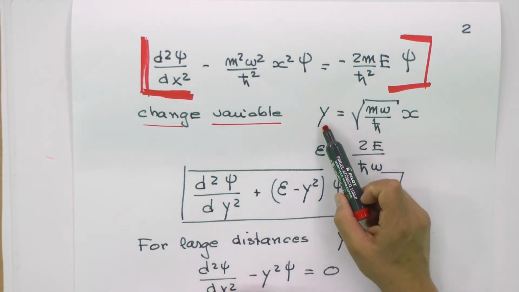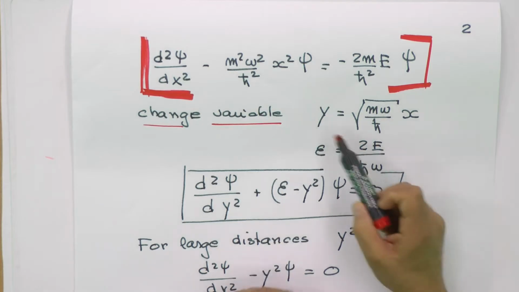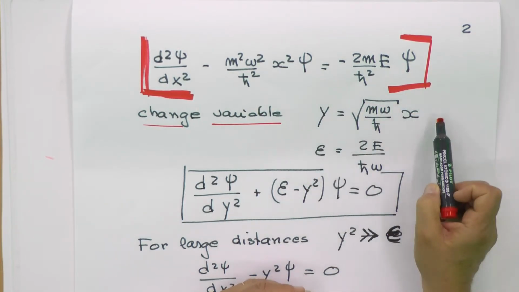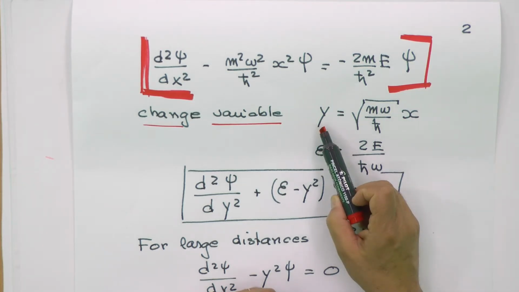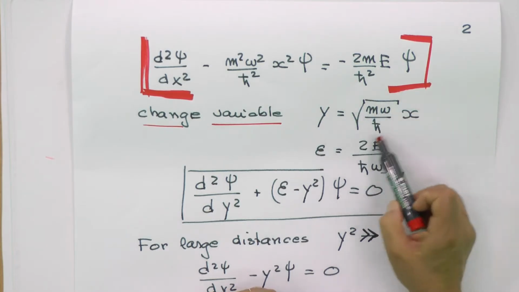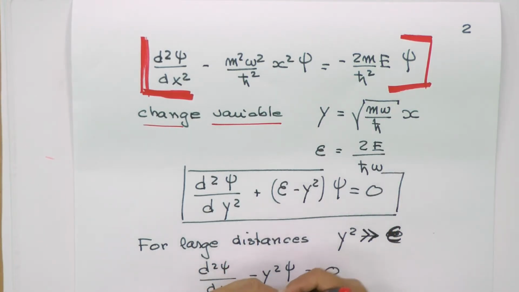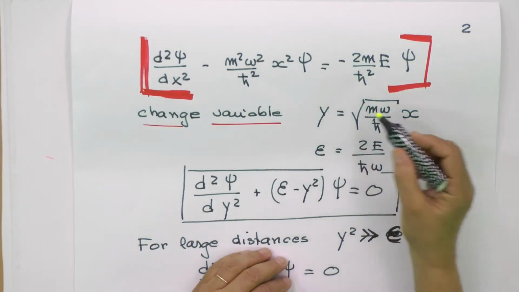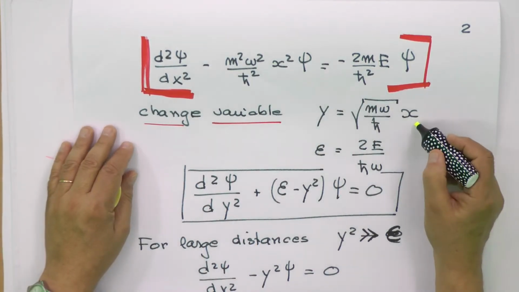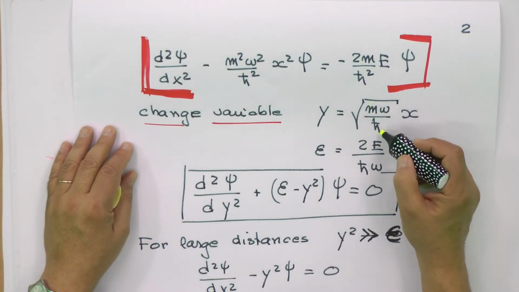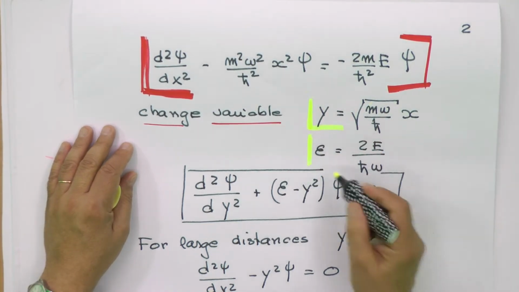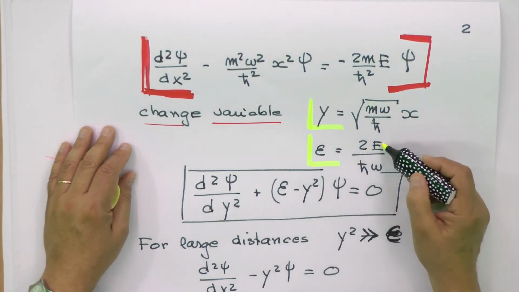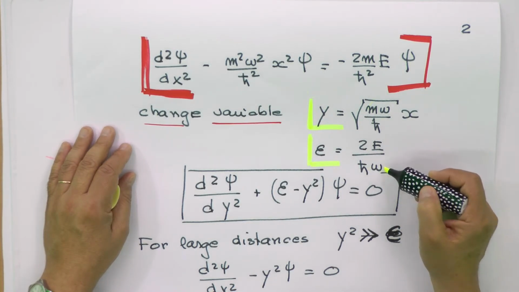You see, when you define y that way, we are redefining units for the variable, right? We're not doing anything fancy. This axis here is expressed in length, but this one is expressing something else because it's length times all this. And that's what we're going to do. We're going to define a y variable, which is basically x times the square root of m omega divided by h bar. And of course, we're going to consistently define epsilon equal to 2 times the energy divided by h bar omega.